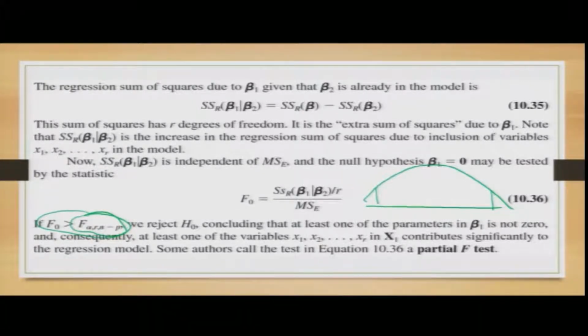We reject H naught, concluding that at least one of the parameters in beta 1 is not 0, and consequently at least one of the variables x 1 to x r in capital X 1, which is the matrix, contributes significantly to the regression model. Some authors call this a partial F test, because you are trying to find out the overall effect of R or the overall effect of not including R. Depending on that, you pass a judgment whether to accept H naught or reject H naught.